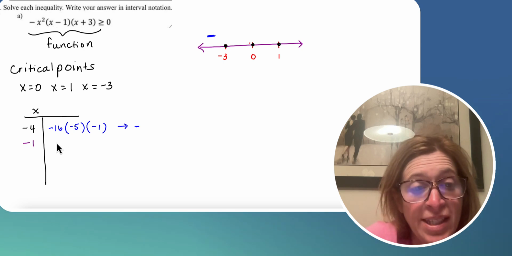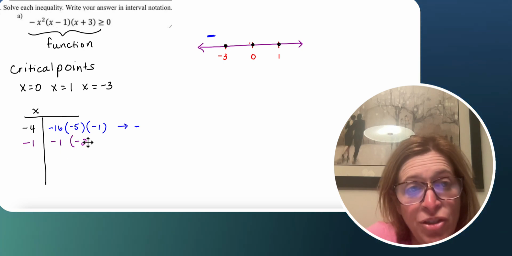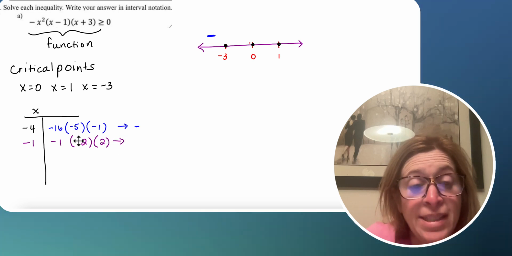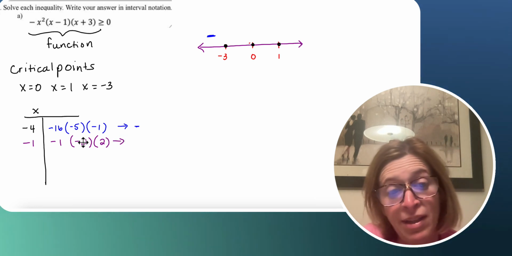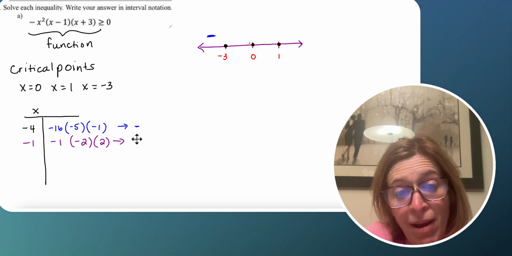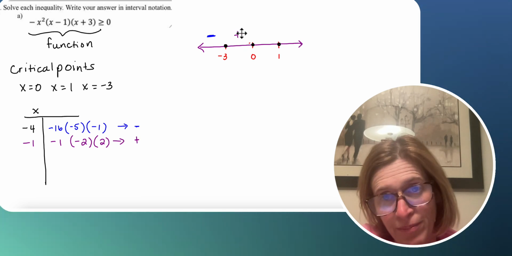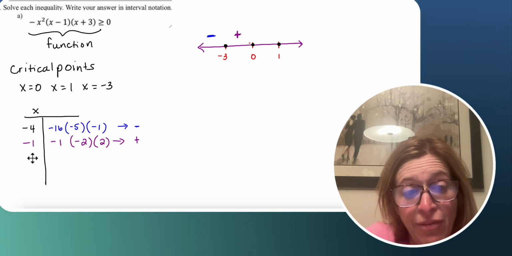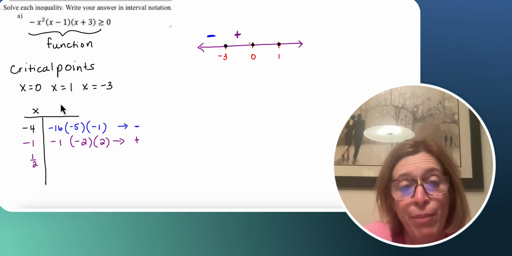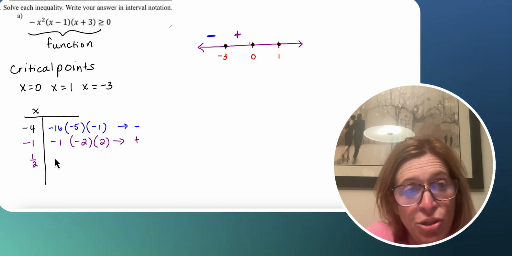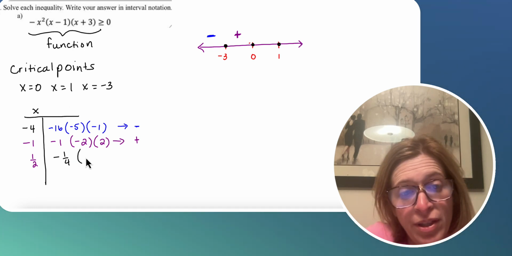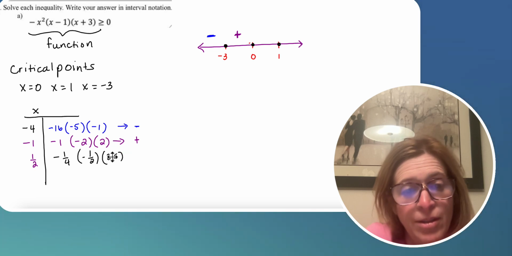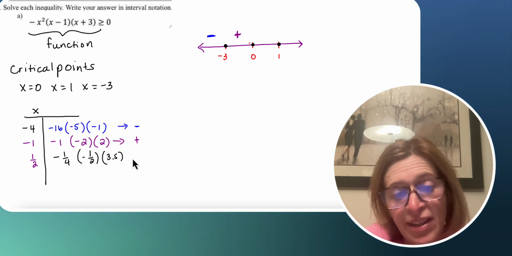All right, and then I'm going to try between negative 3 and 0, I'm going to try negative 1. So that's going to give me negative 1 times negative 2 times 2. All right, I can see I have a negative times a negative, which is a positive. Positive times positive gives me a positive. So it is true there. So I'm going to put a positive. All right, between 0 and 1, I'm going to try a half. Don't be scared with the number because remember, I don't have to actually do the calculations. So I'm going to have negative 1/4 times negative a half times a positive 3.5. So negative times negative, again, gives me a positive.